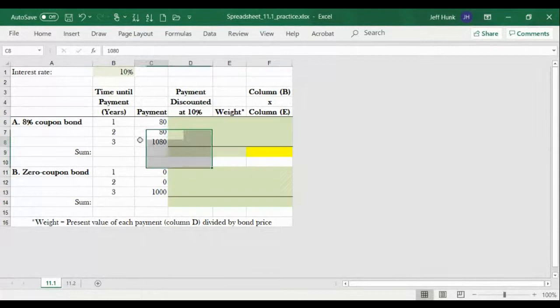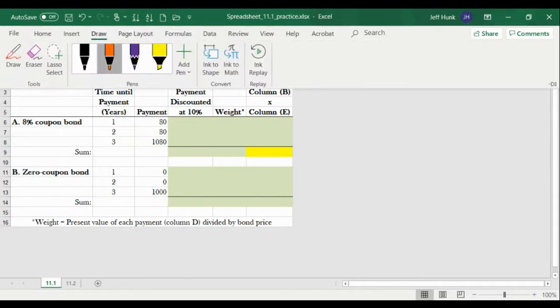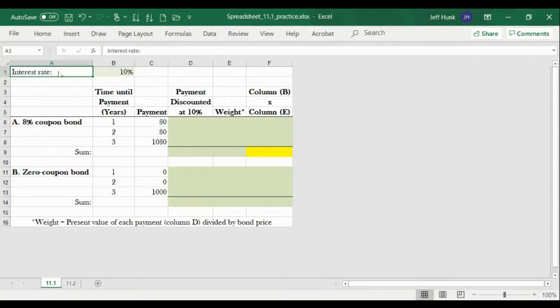So we'll calculate duration. First of all, we have two bonds. One is an 8% coupon bond, and the other one is a 0 coupon bond. And interest rate is 10%. What does that mean? This is the discount rate, or the yield to maturity, right?